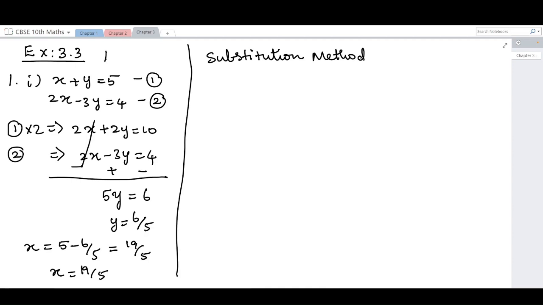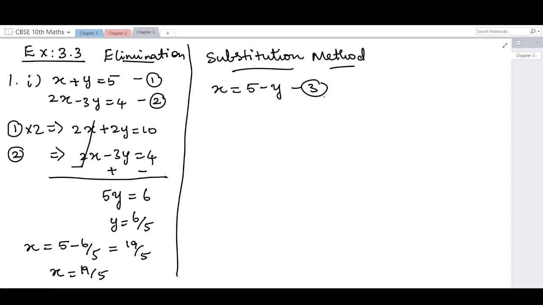This is elimination method. So in the substitution method, we will rewrite any one equation by taking one variable on the left hand side and the other variable on the right hand side. So let me take the first equation.